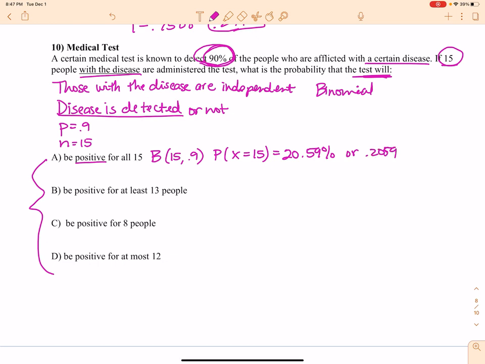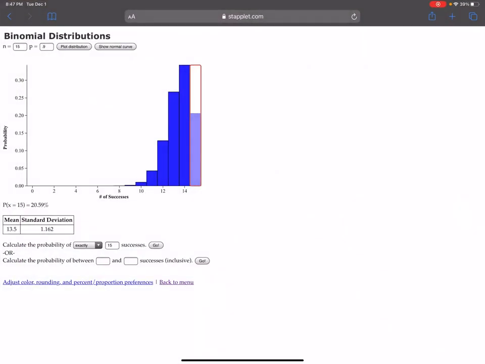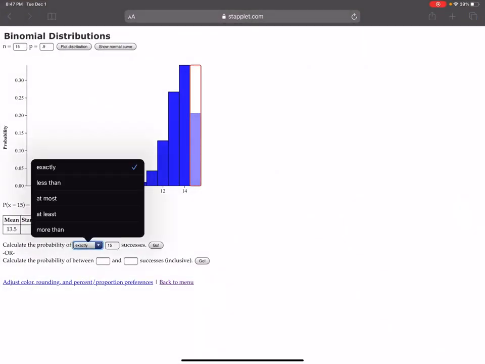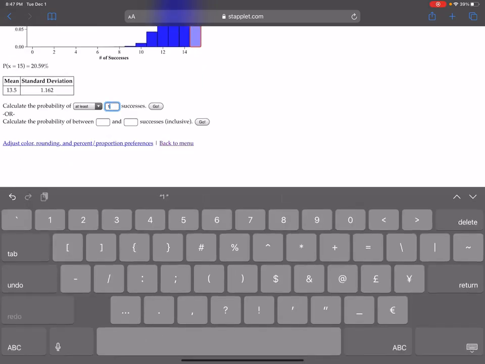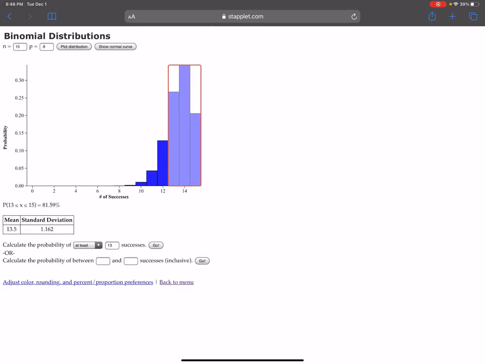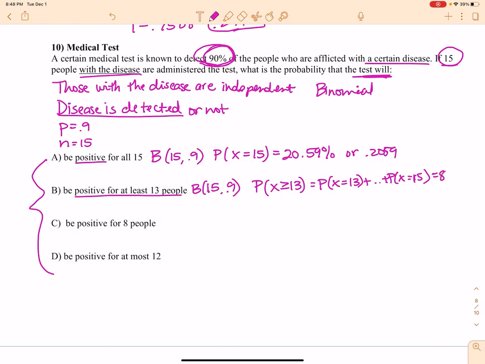Okay, all right, part B, the probability it's positive for at least 13 people. So I've got my parameters here, the probability that X is greater than or equal to 13. So it's going to be the probability that X equals 13 plus the probability all the way to X equals 15, which is not very much. You could have easily written X equals 14 in the middle there. And then, of course, I'm going to use Statplet. For the inequality here, since this is at least 13, I'll choose that. Push go. I get 81.59%, or 0.8159.